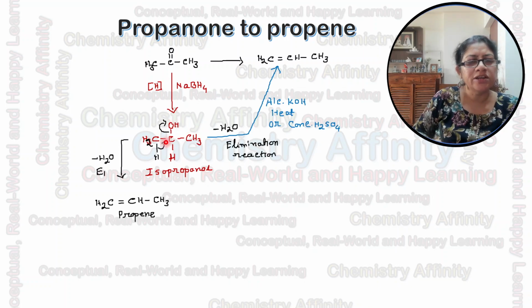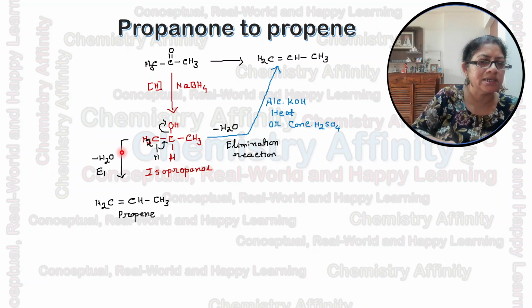Now if we can remove this OH and one hydrogen from this group, we will be getting a double bond here. So that means here we are doing an elimination reaction. For the elimination reaction, either we can use alcoholic KOH followed by heating, or we can add concentrated sulfuric acid with heating. This is an elimination reaction. Here the mechanism I have shown. This carbon oxygen bond breaks, you are getting a positively charged carbon. Now deprotonation happens, we are getting a double bond.